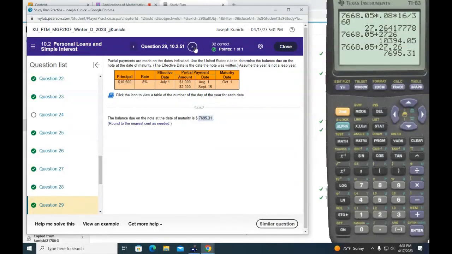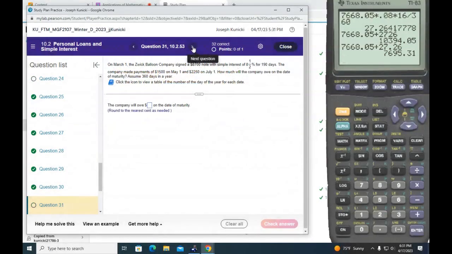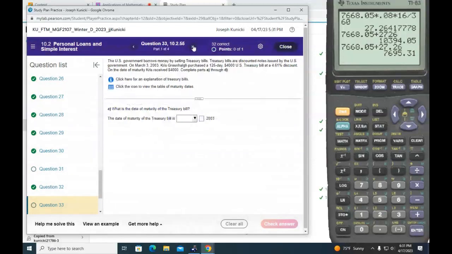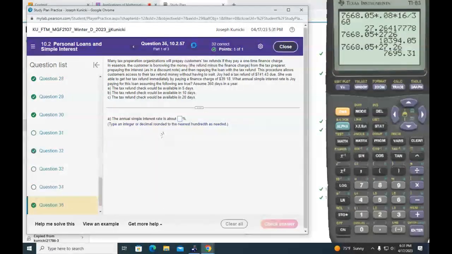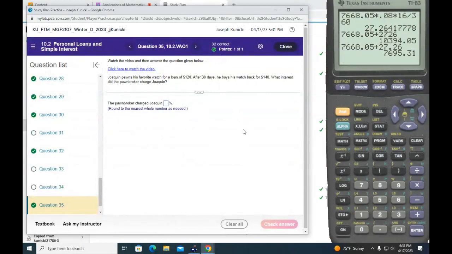Okay, one more for illustration of usury again. Joaquin pawns his favorite watch for a loan of $120. After 30 days, he pays back $200. What interest rate did the pawnbroker charge? Well, he paid $20 on 120. That's 16% for a month times 12. It's 200%. Wow.